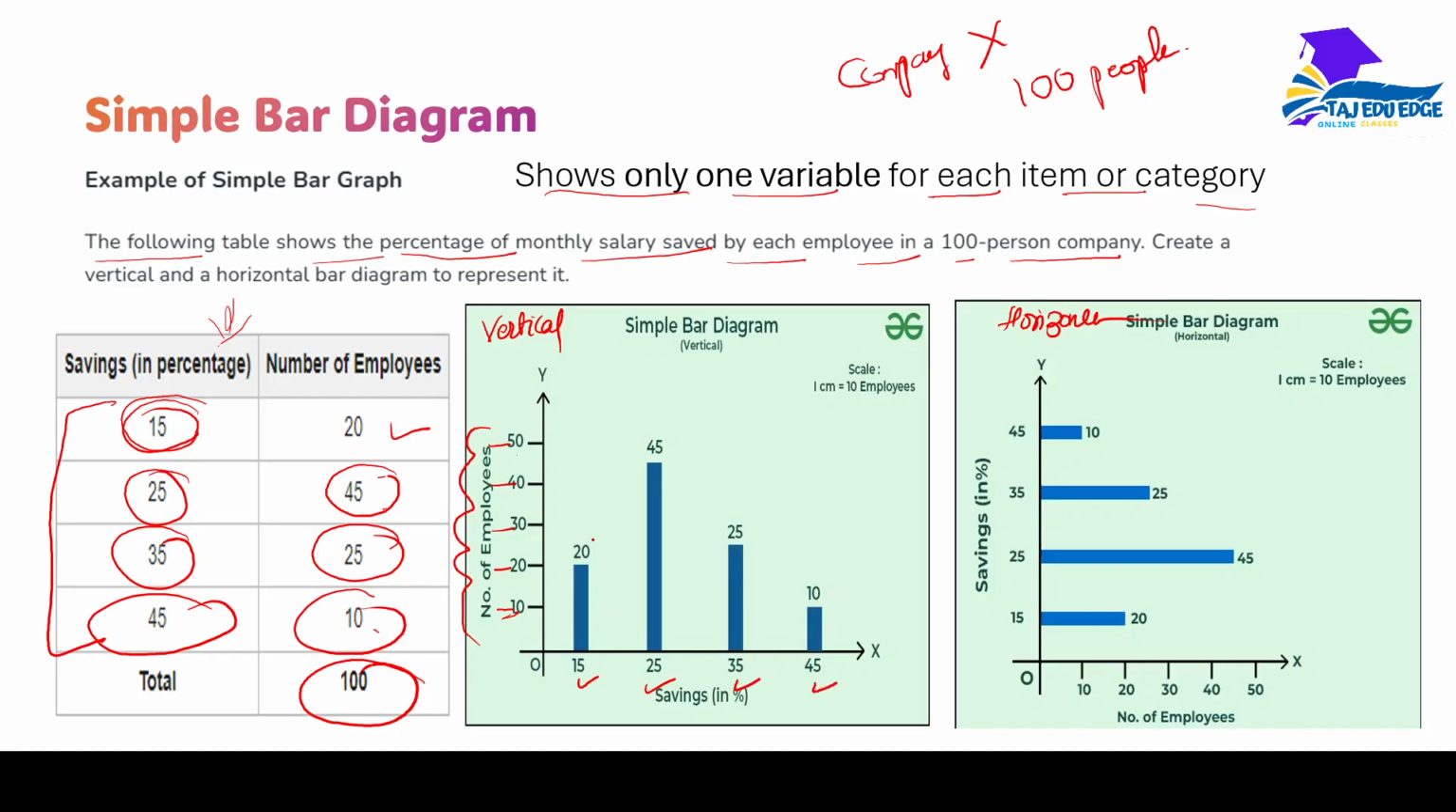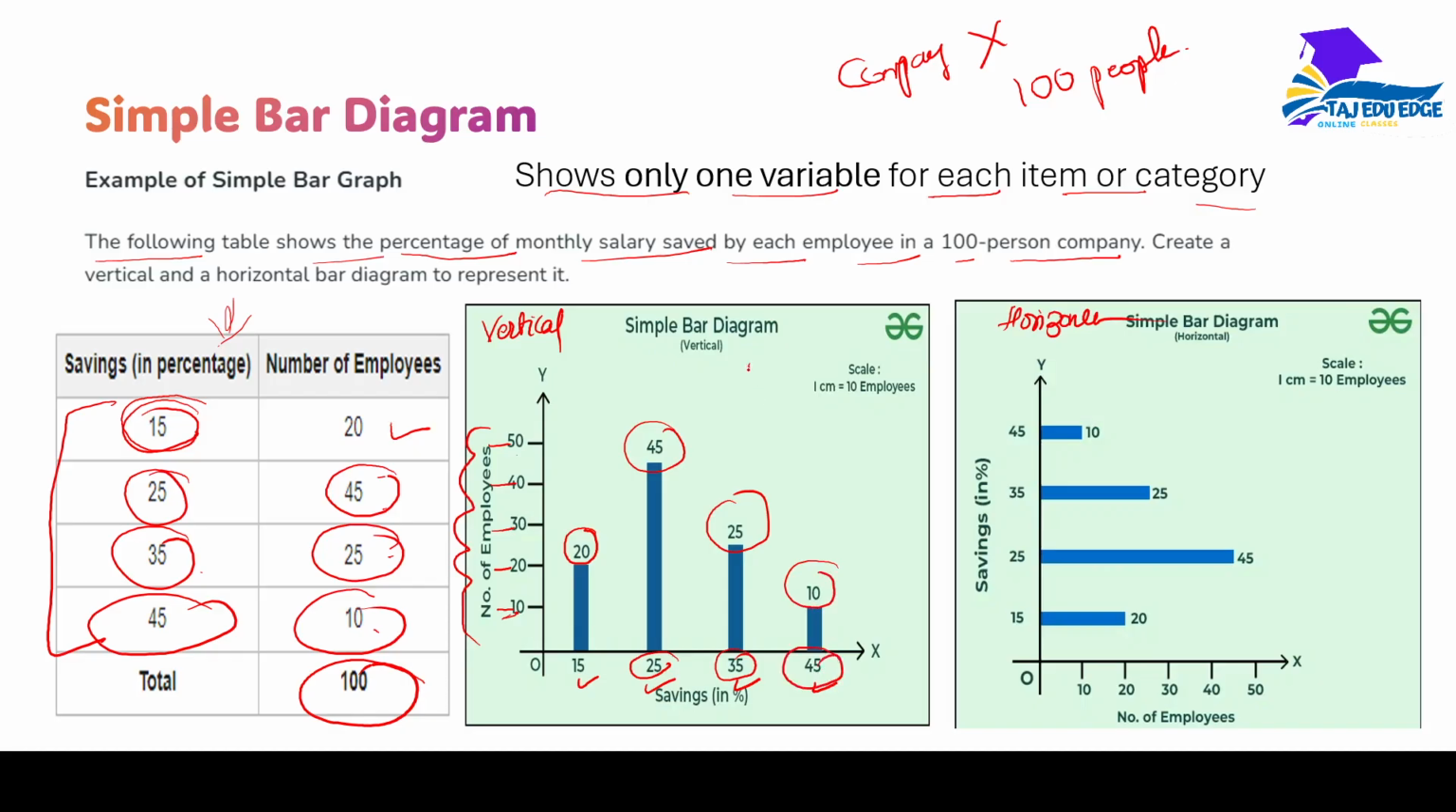So how many employees are saving? 20 employees are saving 15% of their salary. Next, 45% of employees are saving 25% of their salary. Same thing, 25 employees are saving 35% of their salary. 10 employees are saving 45% of their salary.